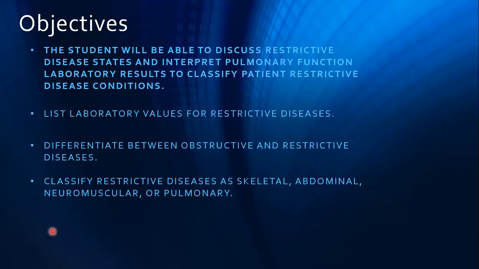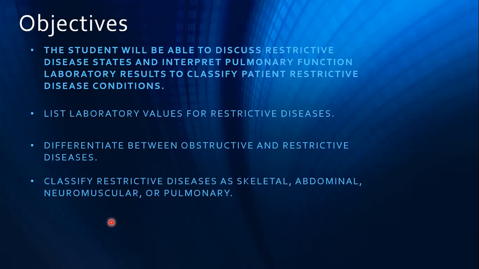All right. The objectives, of course: you'll be able to discuss restrictive disease states and interpret the pulmonary function data, right? Because we talked about how in obstruction, patients will have a higher FRC because they can't get the air out. The residual volume, or the RV, will be higher than a normal person because they can't get the air out, right? Well, if I can't get the air out, my volumes are going to be higher than somebody who doesn't have that problem.